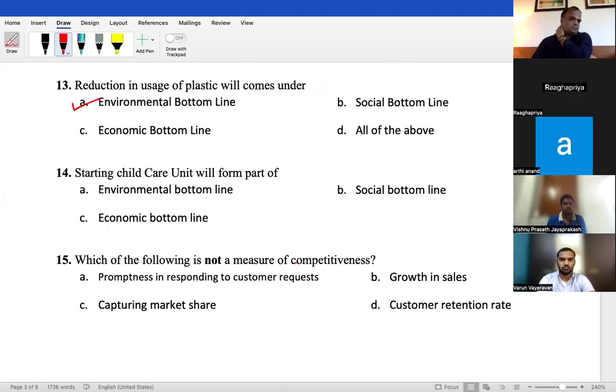Question 14. Starting a childcare unit will form part of option A, environmental bottom line; B, social bottom line; C, economic bottom line. Social bottom line. Good.